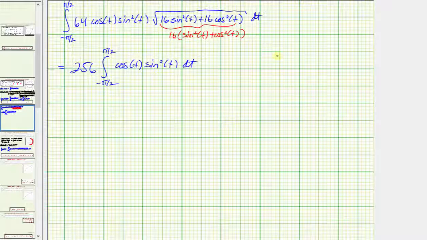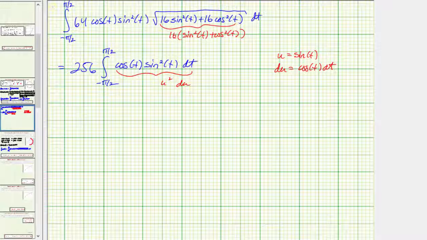And now I'll perform u substitution. Let's let u equal sine t, and then differential u is equal to cosine t dt. So in terms of u, cosine t dt is equal to differential u, and sine squared t is equal to u squared. So the antiderivative is going to be 256 times u to the third divided by 3, or 1/3 u to the third, which would be 1/3 sine cubed t.